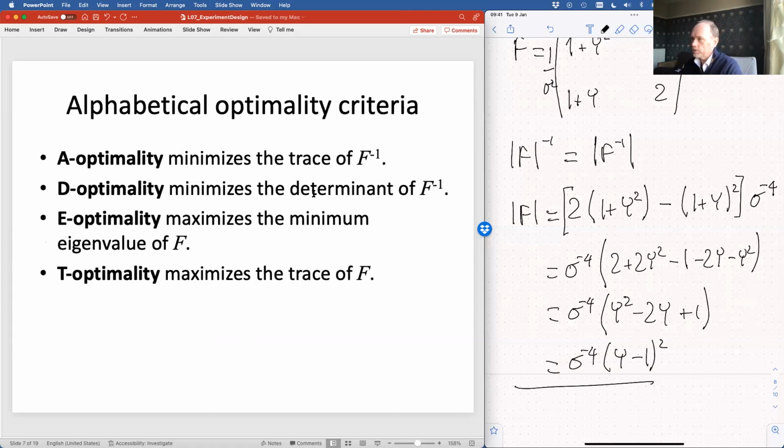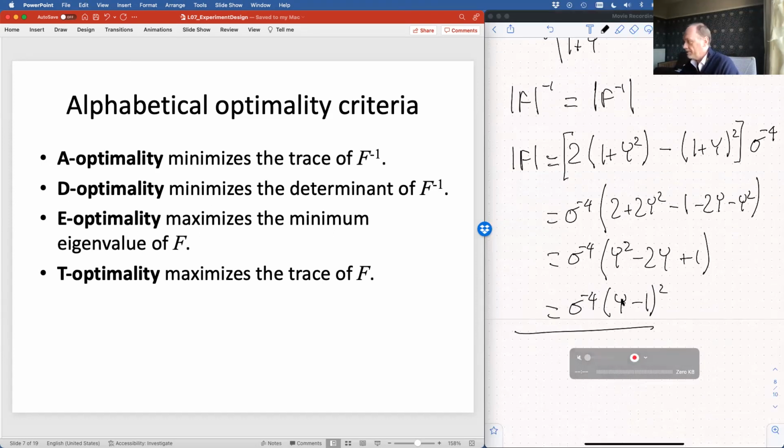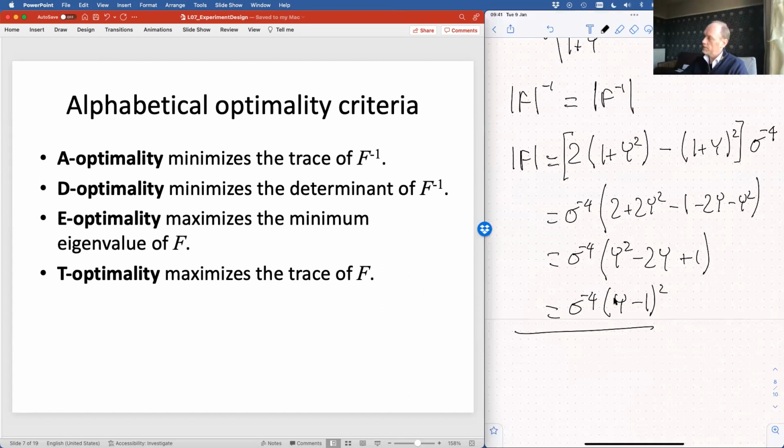Now, according to D-optimality, we want to minimize the determinant of the inverse of F. That's equivalent to maximizing the determinant of F. Well, how do we maximize this determinant of F? We take Y as massive as possible. So that, I think, corresponds to our intuition about that problem.